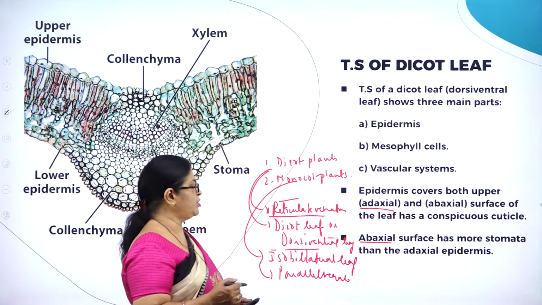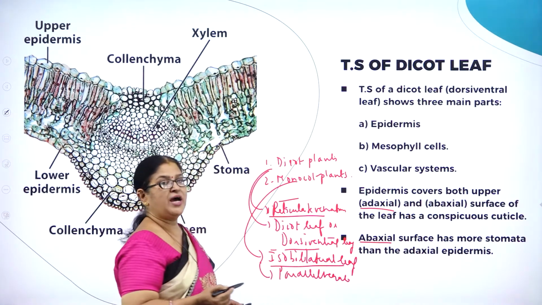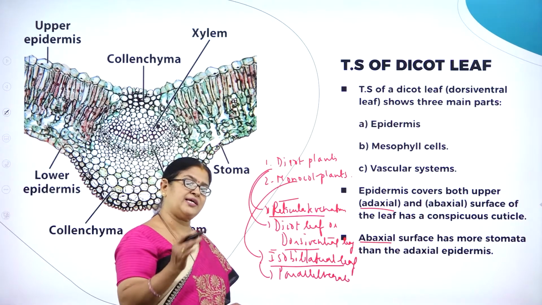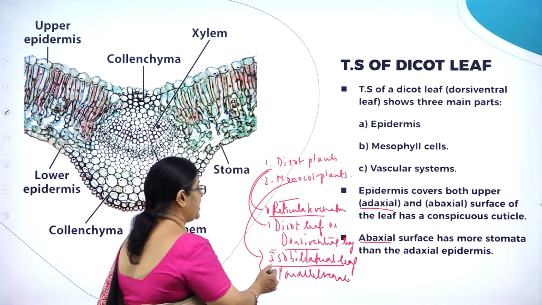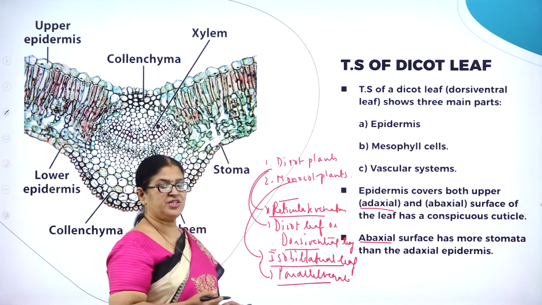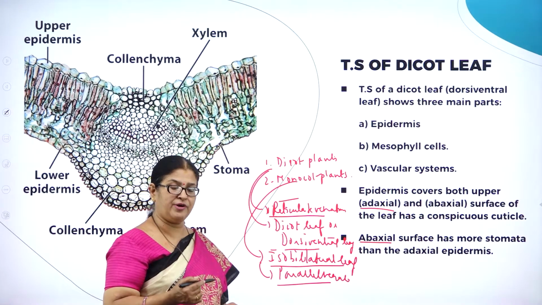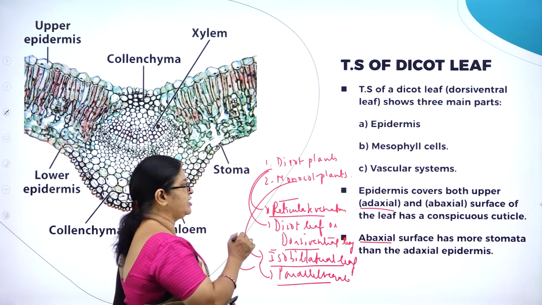A monocot leaf is called isobilateral leaf. Iso means same, bi means two, lateral means sides. So both the sides are one and the same, hence the name isobilateral leaf. And it is having parallel venation. So the veins, what are veins? Veins are the ones which carry xylem and phloem and they run parallel to each other. So this is about a dicot leaf and a monocot leaf.